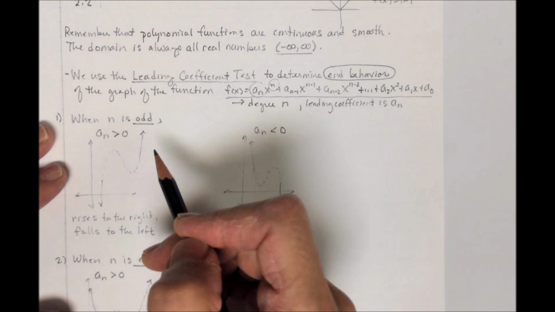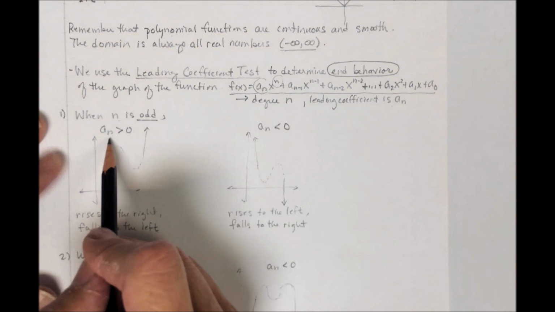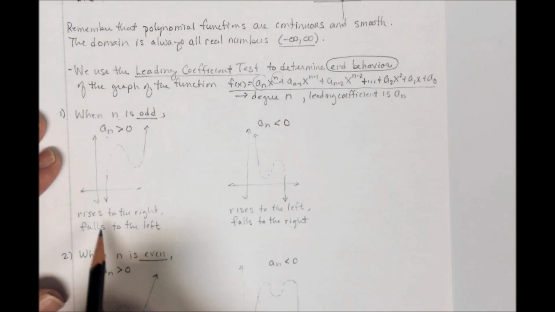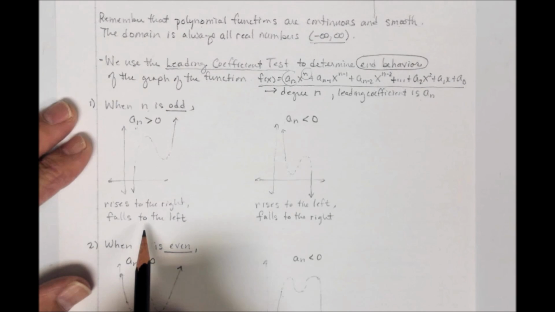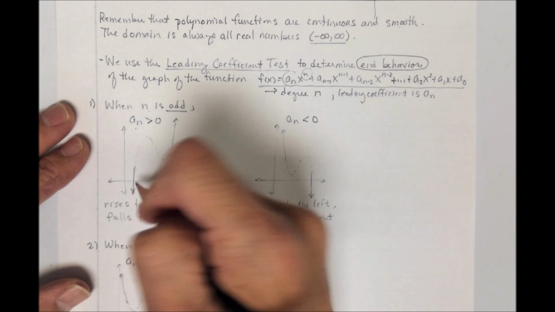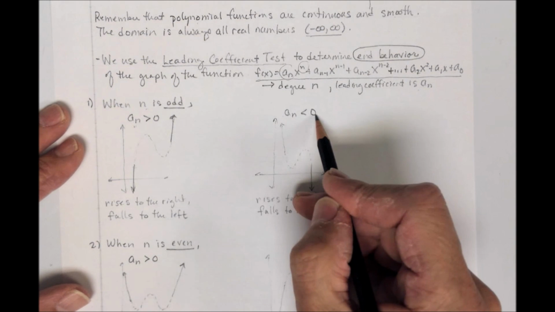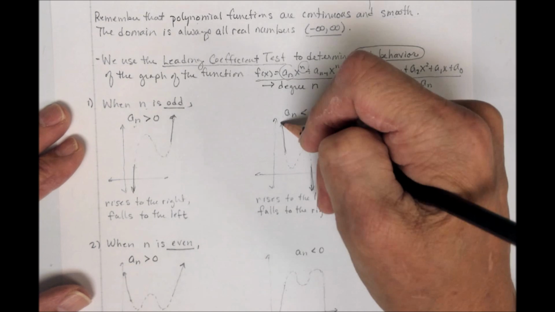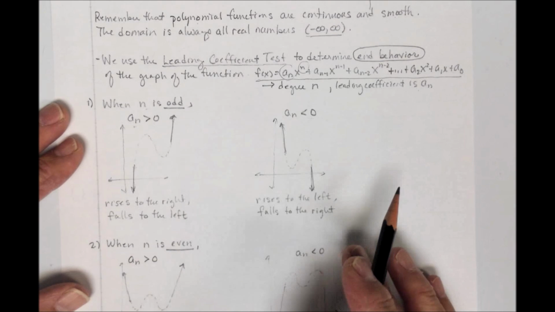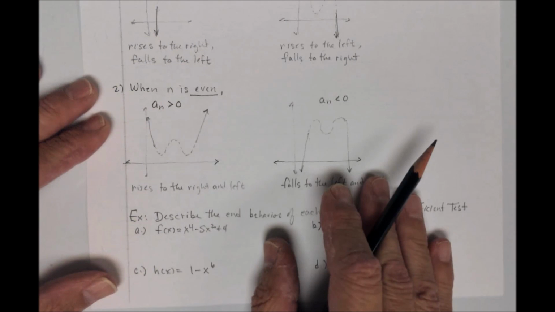So here's the two situations if n is odd. Because if n is odd, one end goes up, one end goes down. What that means is if your lead coefficient is positive, it goes up and to the right and down and to the left. It rises to the right, it falls to the left. I made this part kind of dotted here just so you could see the end behavior. If a sub n, your lead coefficient, is negative, then it goes down and to the right, up and to the left. It rises to the left, it falls to the right, just the opposite of the other one. You're just going to have to flat out memorize them because you don't want to try to draw examples out every time you get to one of these.